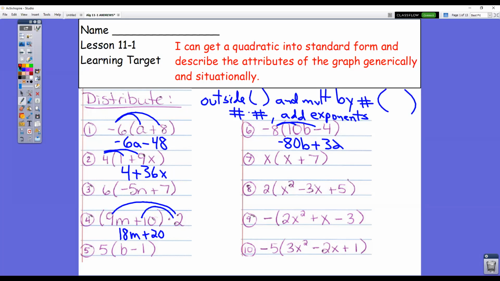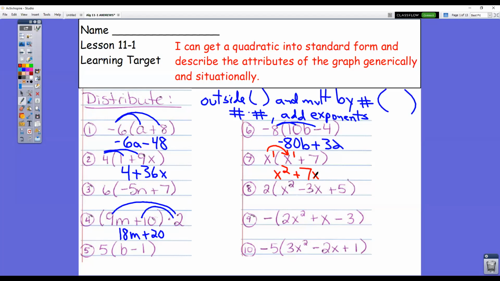In these next couple problems, you're going to have exponents. Remember that when you multiply letters together, you have to add the exponents. When a letter is all by itself, like this x is, remember that that's really x to the first power. So when we have x times x, number times number, add your exponents, that's really x squared. x times 7 is 7x. Don't put to the first power.